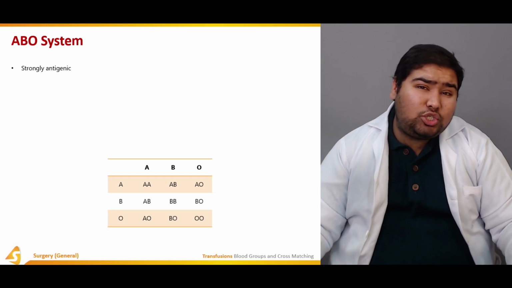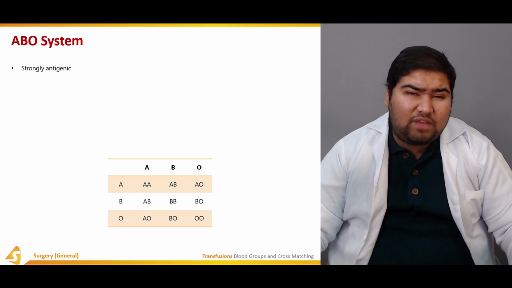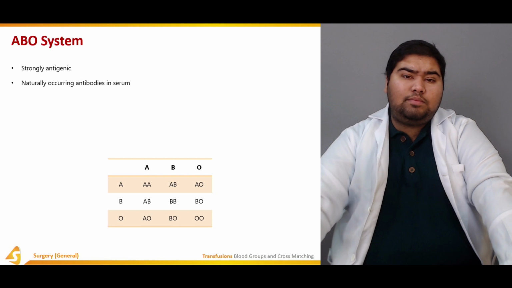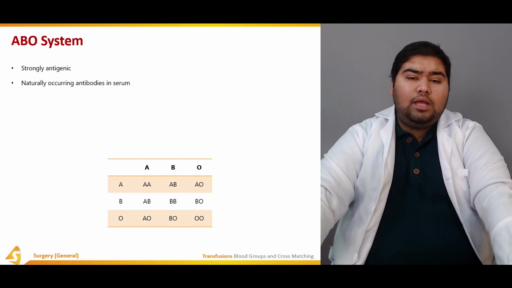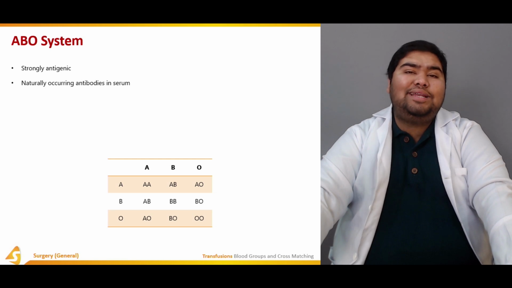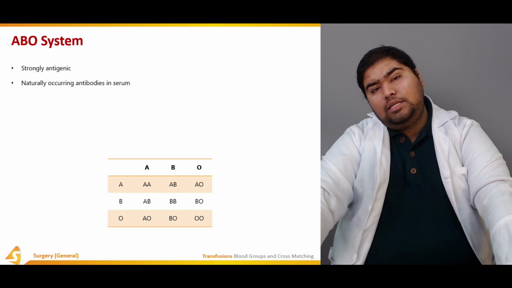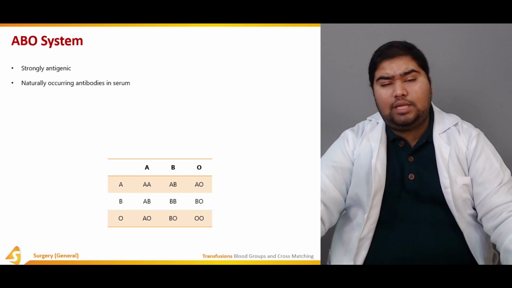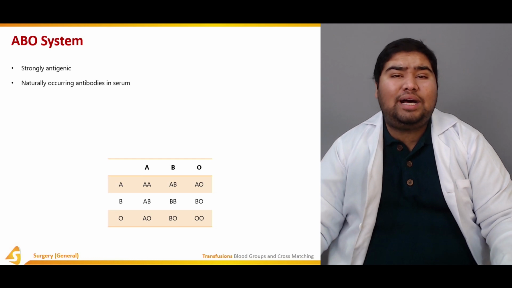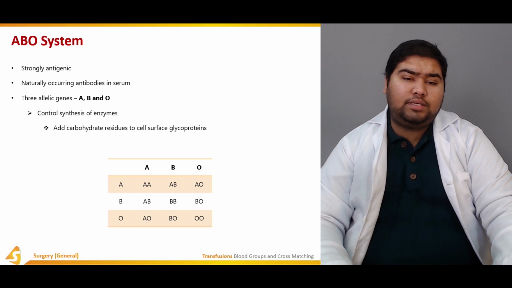So this is a strongly antigenic system. These antigens are very, very strong. It occurs naturally. And there are naturally occurring antibodies to these antigens in human serum. So the antibodies occur naturally in the human serum. If one has one antigen, the antibodies against the other antigens are already present in the serum of that person.